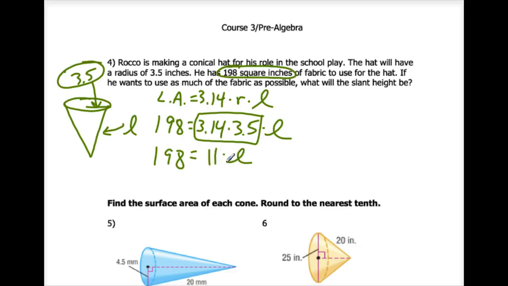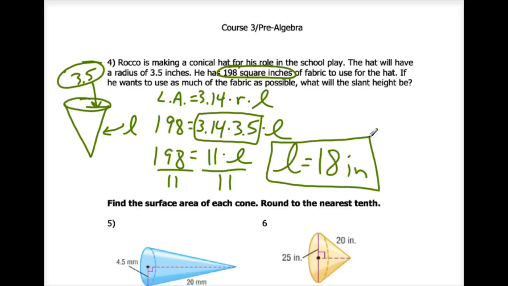And then, Tara, what do you do to both sides of the equation to solve for L? Yeah, you've got to work backwards. You're going to divide it by 11. And then everybody type that in. It is 18 inches. The slant height is 18 inches.